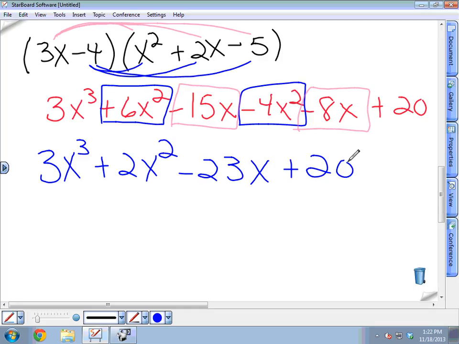So it's really not any different except for that you have more terms to multiply when you have a binomial by a trinomial. Let's try one of these. Everybody try it on your own. Let's do number 17.